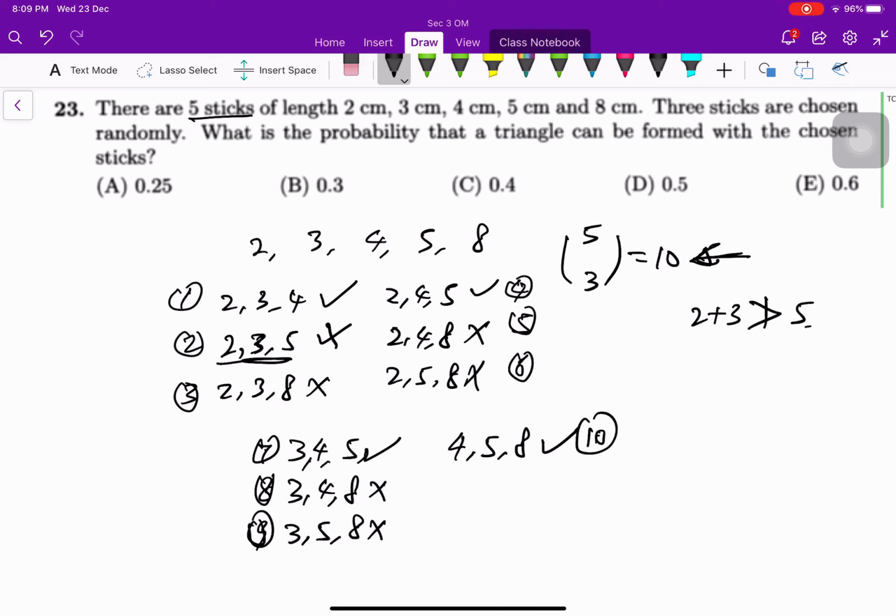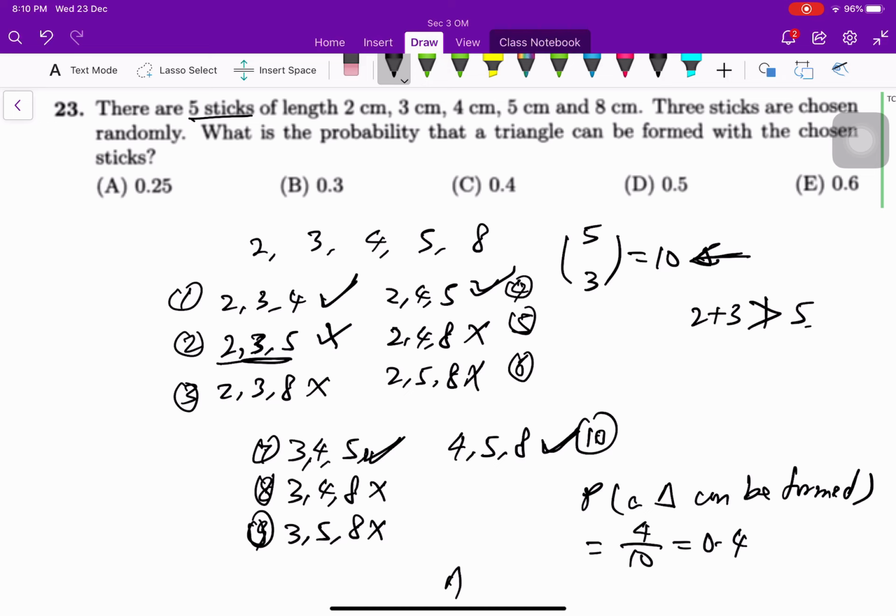Out of the 10, how many ticks are there? 1, 2, 3, 4. Therefore, the required probability that a triangle can be formed, let me use the proper notation. When I write P, the probability that a triangle can be formed is actually 4 over 10, and the answer is just 0.4. Therefore, the answer is C. All right. Okay, with that I stop here.